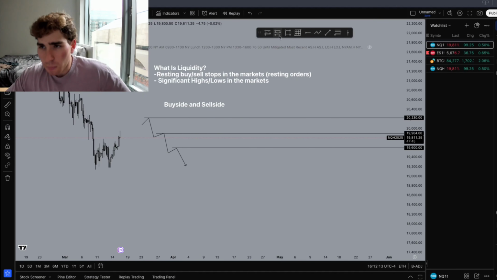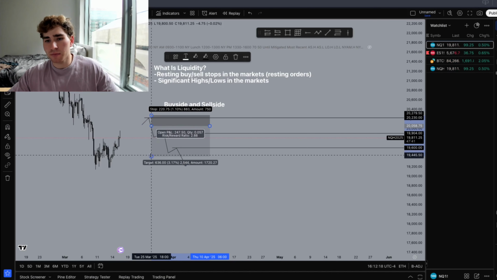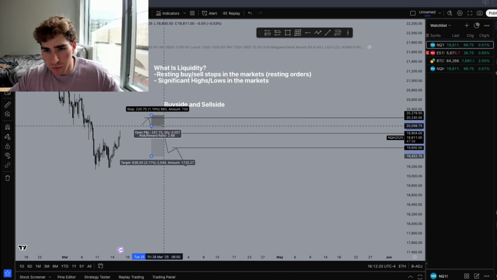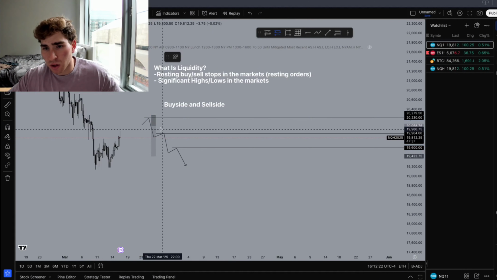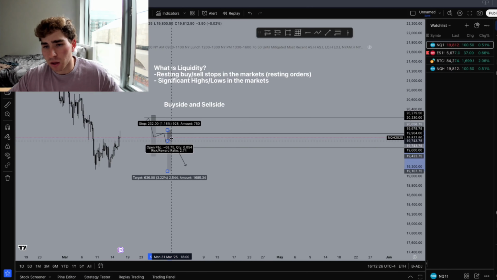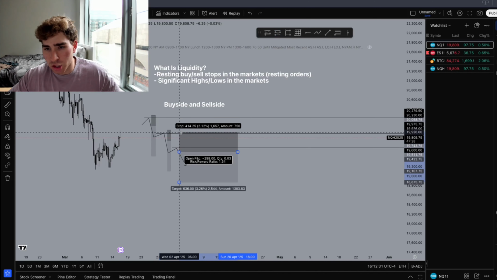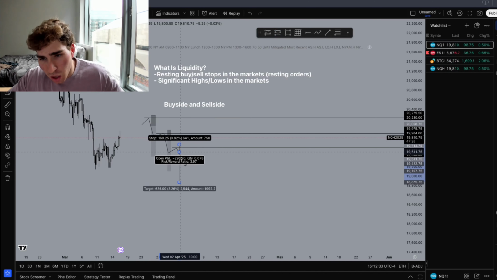Most traders are going to try to short this and put their stop losses above these highs, right? Stop loss there, stop loss here, and stop loss here. All right, traders are going to be going short with their stop losses there.